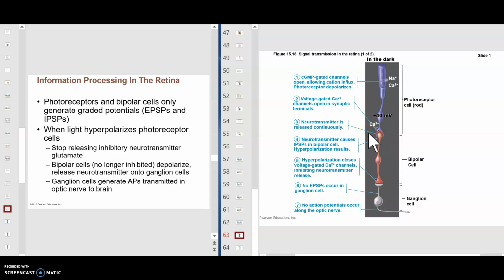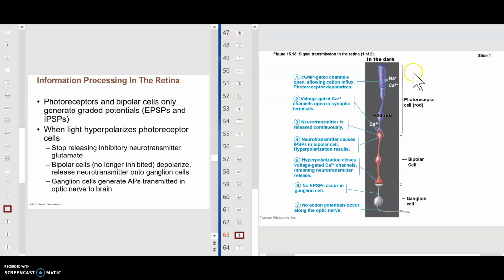Glutamate is an inhibitory synaptic neurotransmitter, IPSP. Go back to my electrophysiology. That means that turns off the bipolar cell, disallowing it from releasing its neurotransmitter onto the ganglion cell.